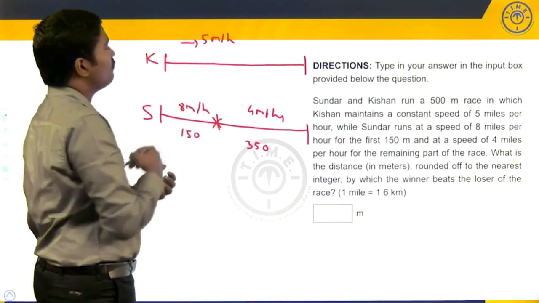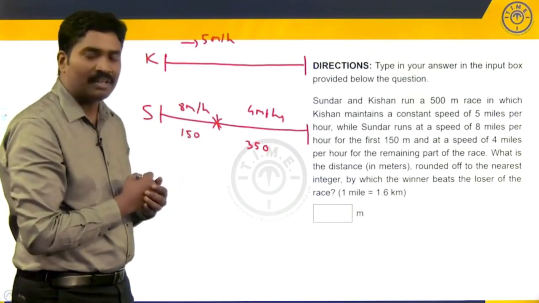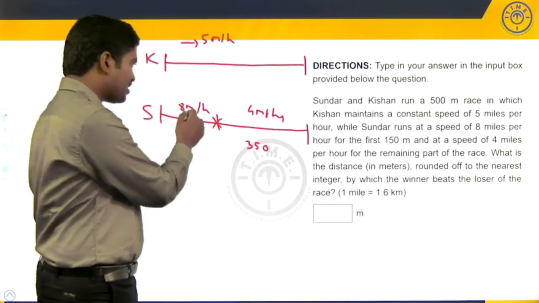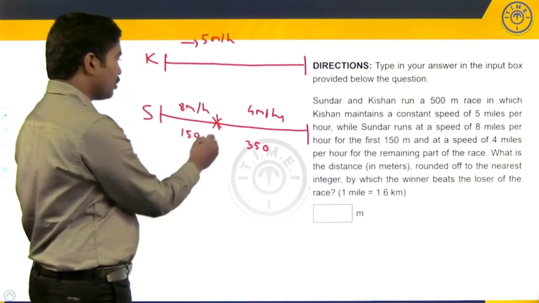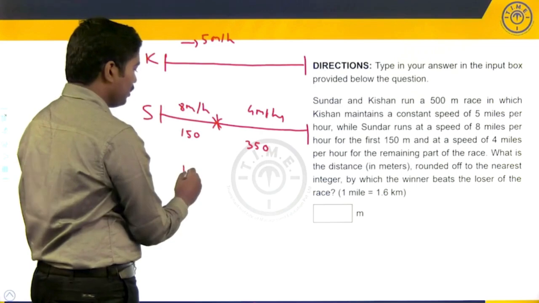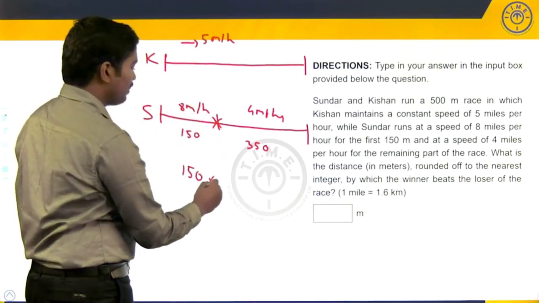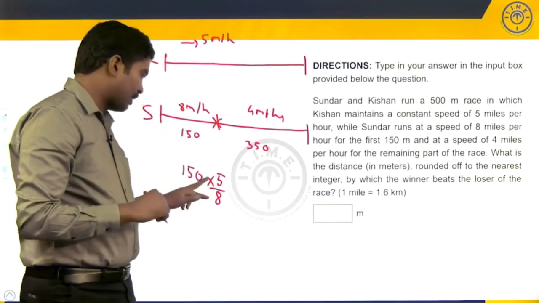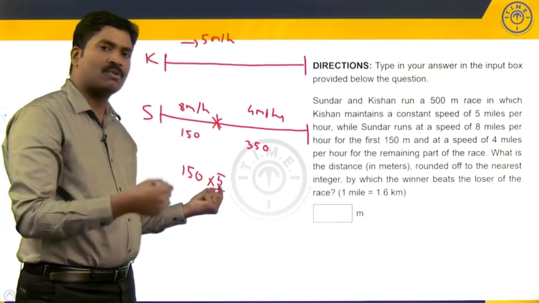In the same time, where would Kishan be? While Sundar is traveling at 8, Kishan is traveling at 5, which means the ratio of their distances must be 5:8, correct? If he is traveling 8, he will travel 5. If he is traveling 1, he will travel 5/8. So in the same time that Sundar has traveled from 0 to 150, Kishan will travel only 150 into 5/8, correct? The ratio of their speeds is 5:8. If one travels 150, the other will travel only 150 into 5/8.